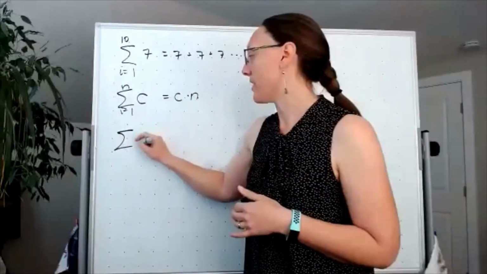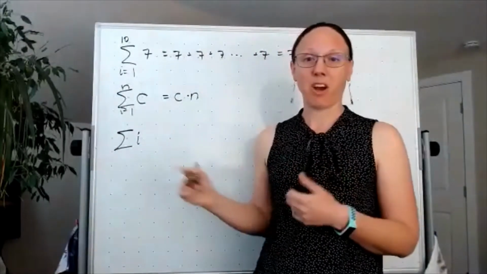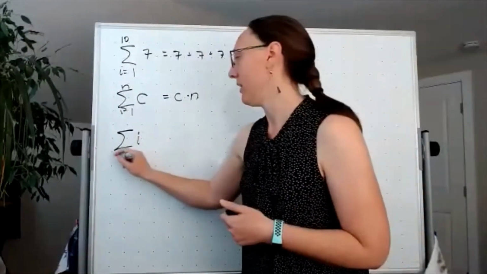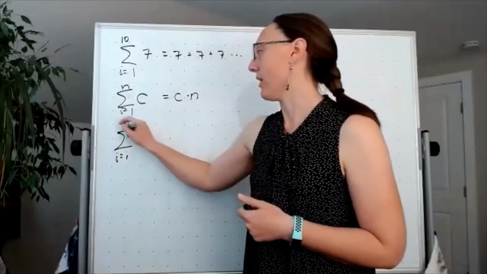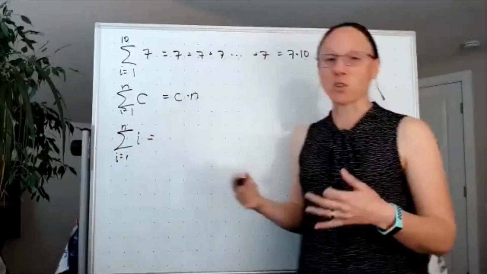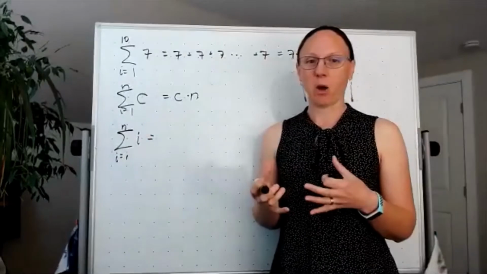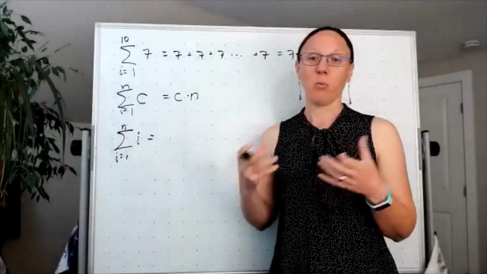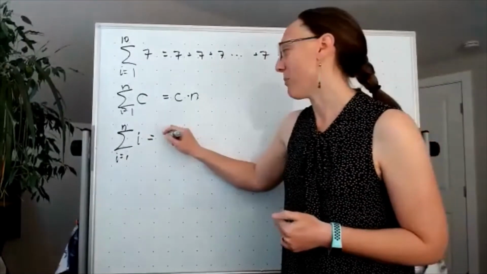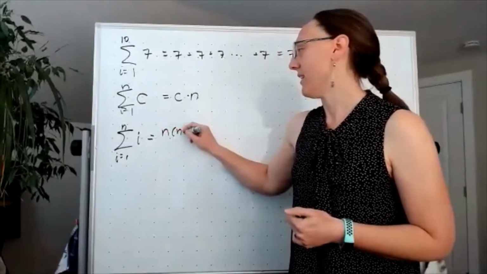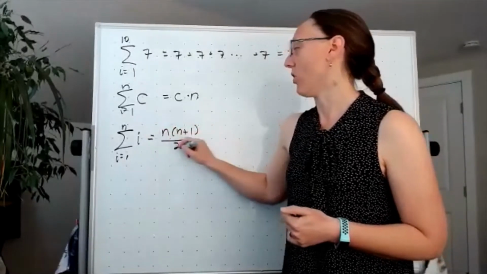Another notation rule that we've got is if I'm taking the sum of i, and I'm going from 1 to n, this is a rule, and we talked briefly about where it comes from, or at least why it works. But this ends up being n times n plus 1 all over 2.